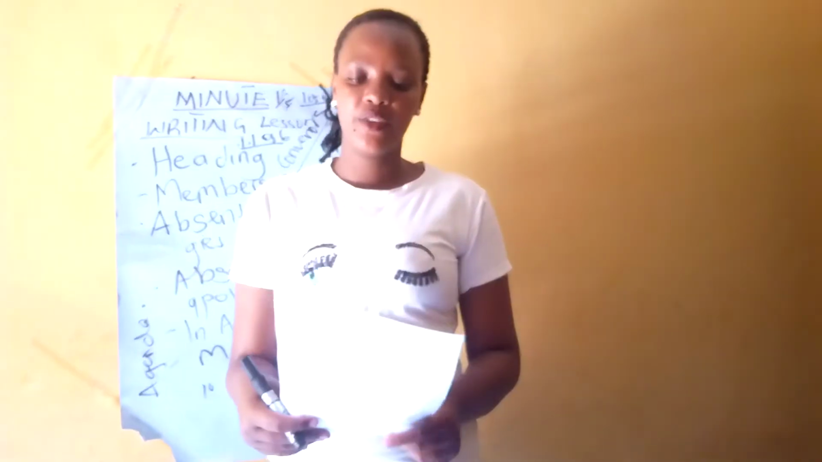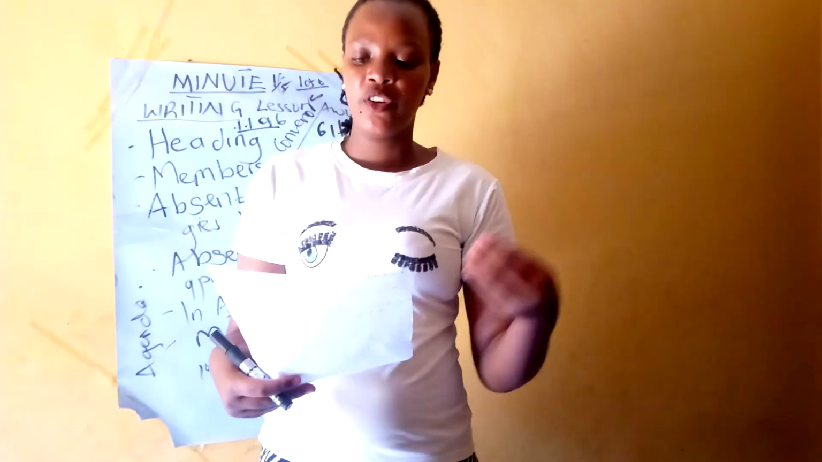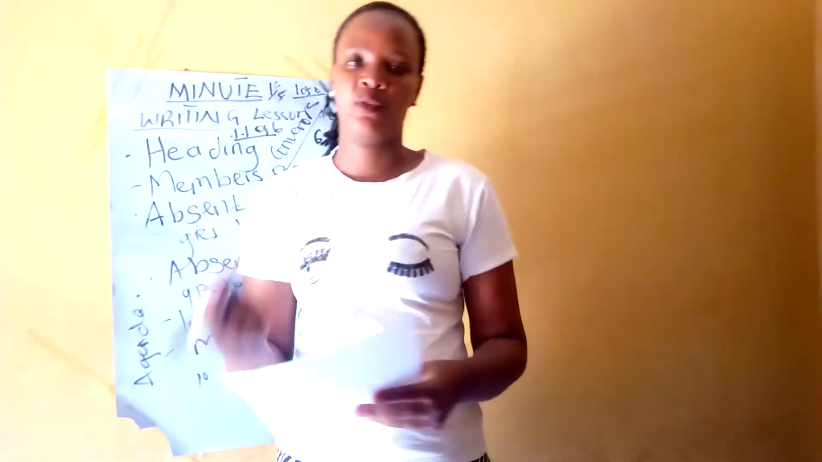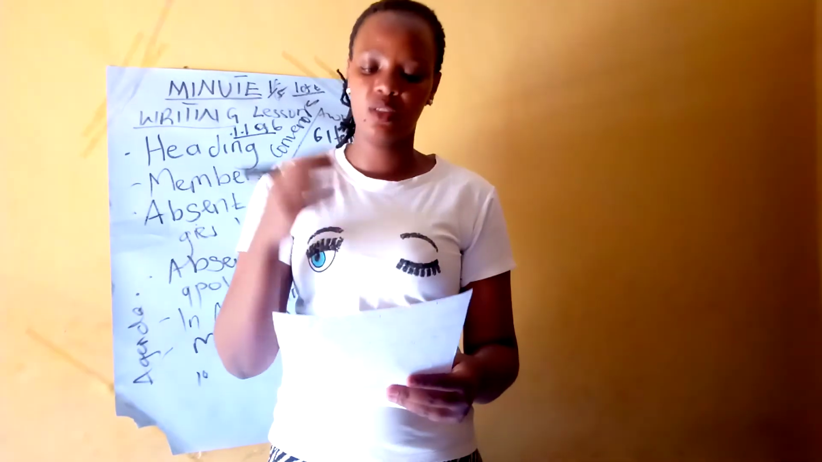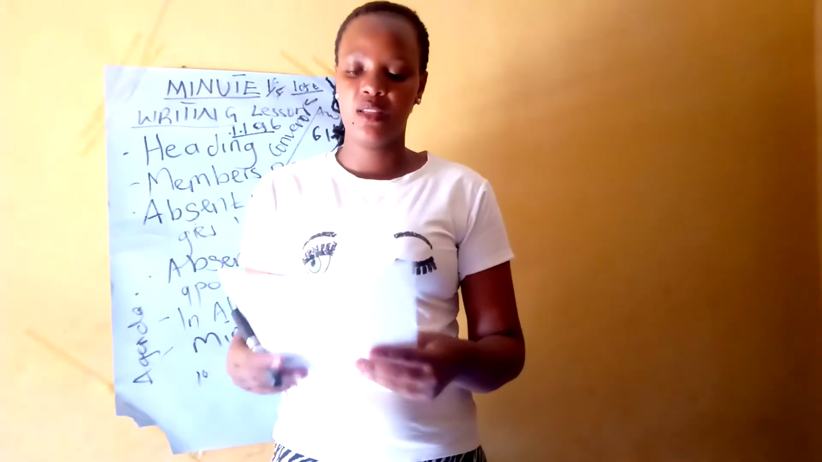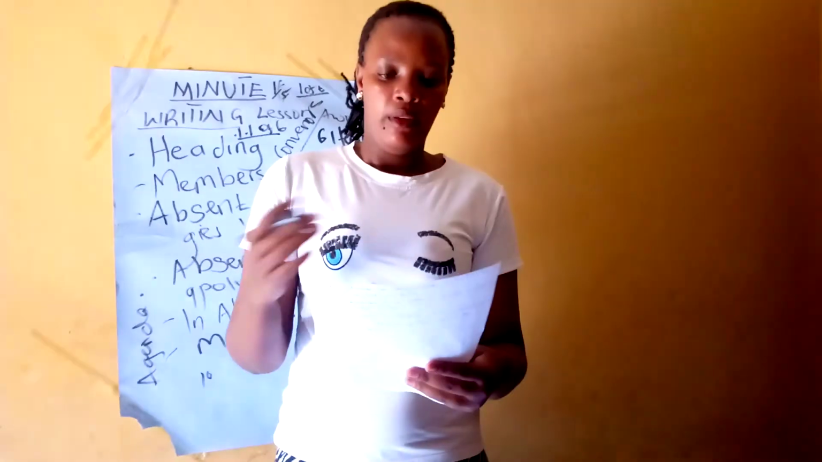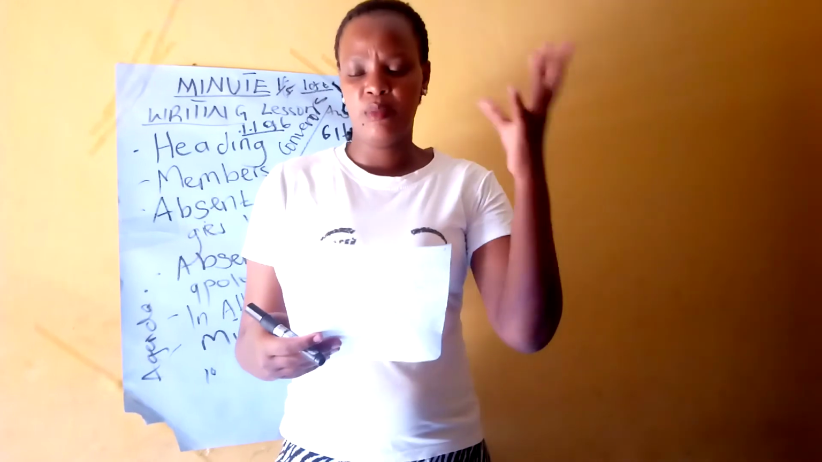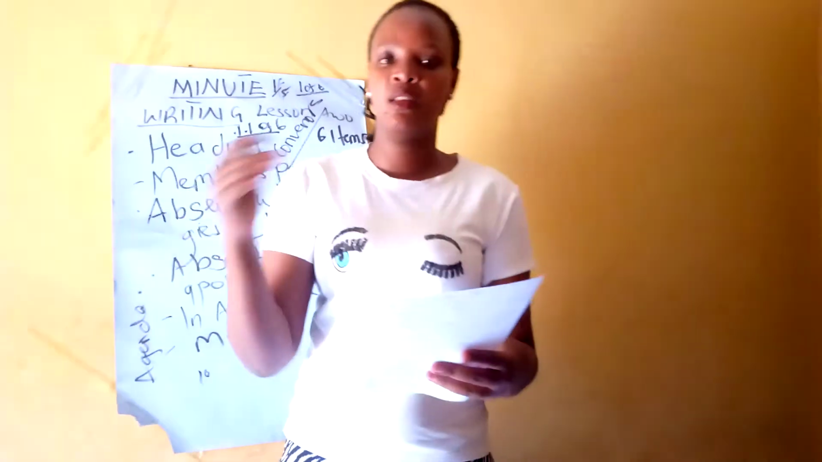Then if I'm to do the recap of today, I said minute writing are the written records of the proceedings of the meeting. And I said these also have the procedures or steps. I said number one is the heading, which shows the convenance of the meeting, venue, date and time. Then I said you also write members present. You list the members who are present, who have attended in person.